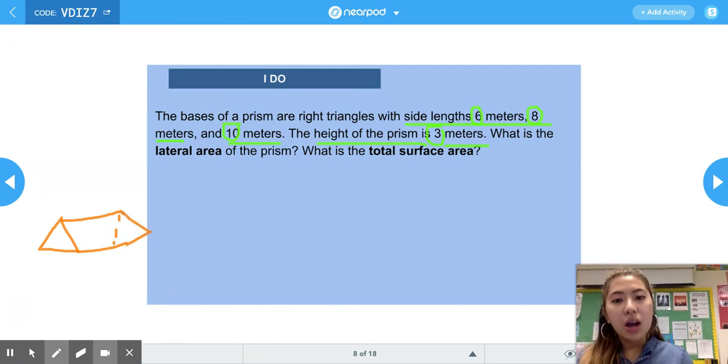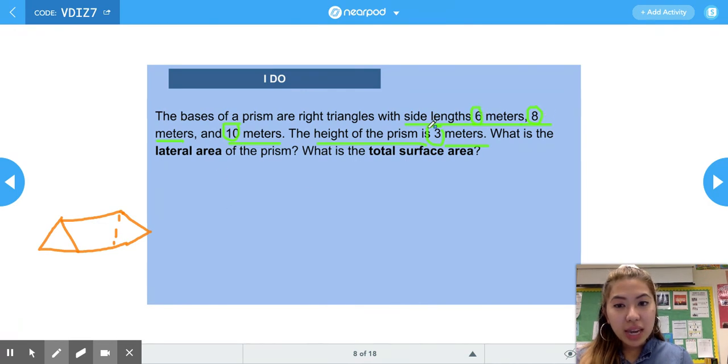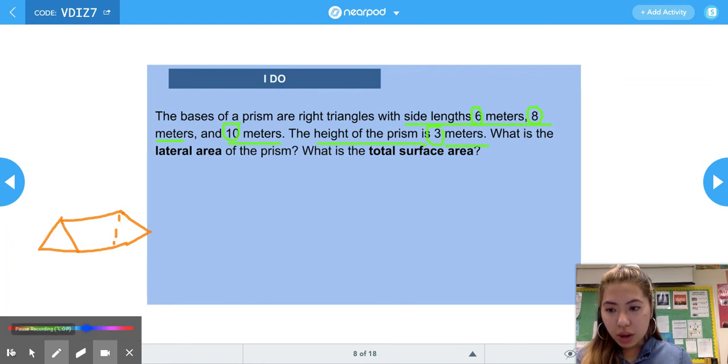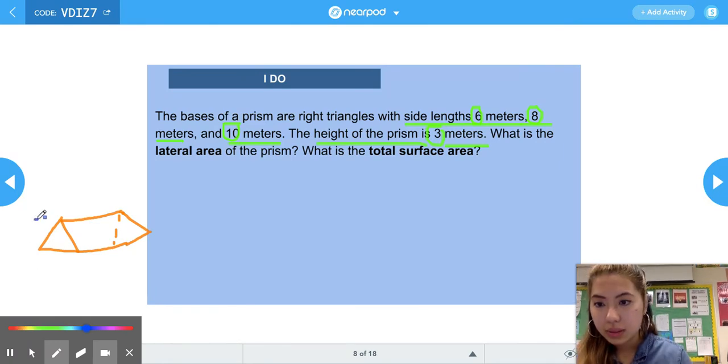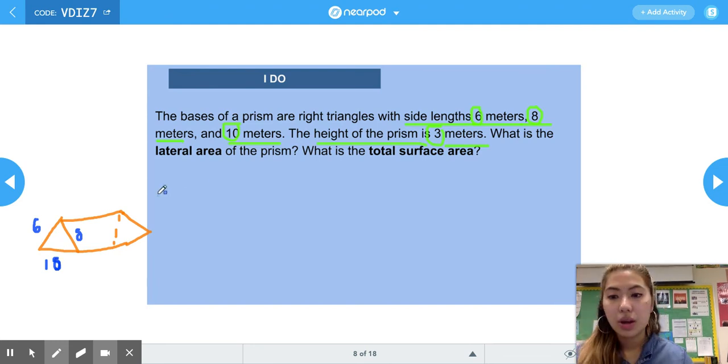It's not the best drawing. Okay, so the bases of a prism are right triangles. I didn't draw them as right triangles, but side lengths are 6, 8, and 10. So if it's a right triangle, 6, 8, and this will be 10, since the hypotenuse has to be the longest side. And then the height of the prism is 3. And let's say that this is the right triangle right there.